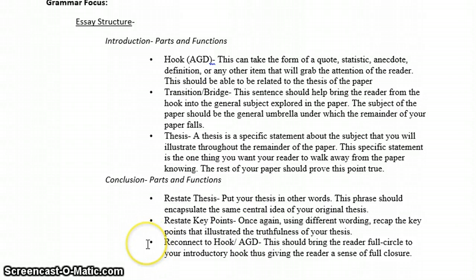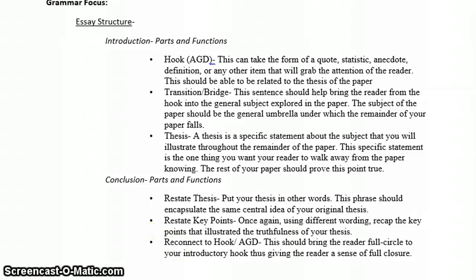Reconnect back to your hook. We should tie everything together with a pretty little bow, for lack of better terms, but we should bring the reader full circle back to where we started. That helps add a sense of fulfillment and a sense of closure to the work.